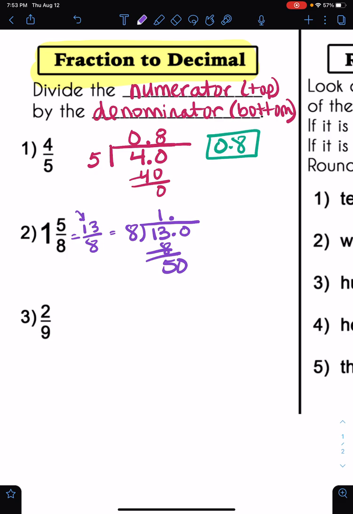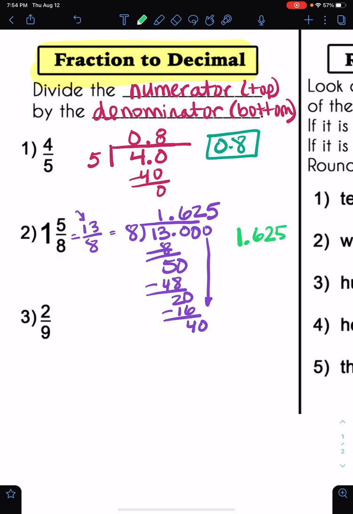So 8 goes into 50. Let's see, 8 times 6 is 48. And 8 goes into 20 twice. We get 16, and if we subtract, we get a 4, and if we bring down another 0, we're going to get 40, and it's going to go in evenly 5 times, because 5 times 8 is 40. So that means 1 and 5/8 is equal to 1.625.